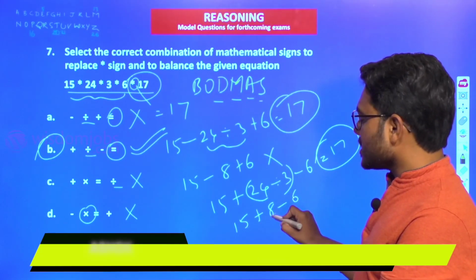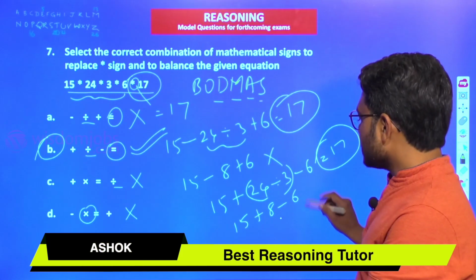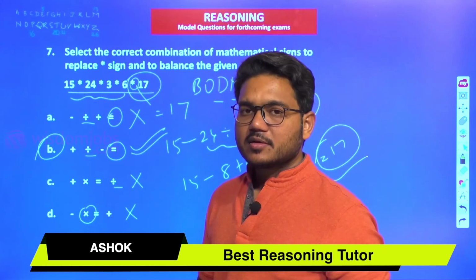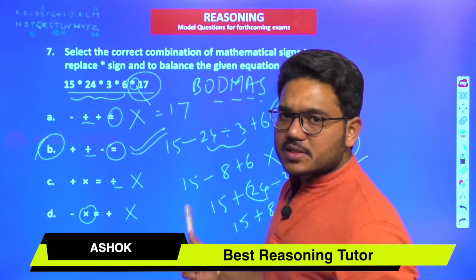So just check: 15 plus 8 is 23, and 23 minus 6 is equal to 17. So obviously the option is B. Okay, so let us go ahead.